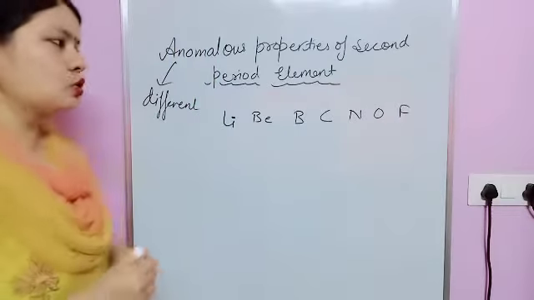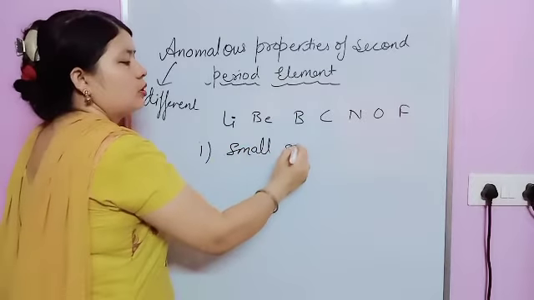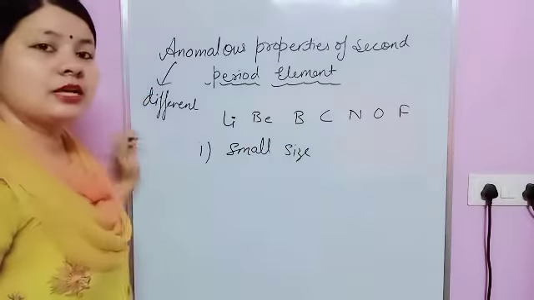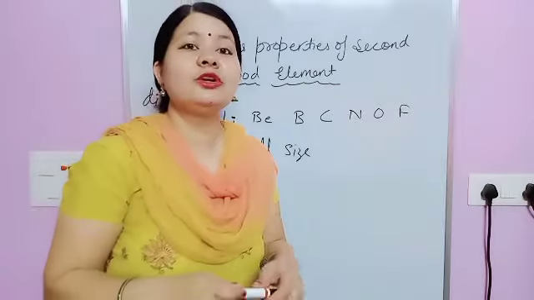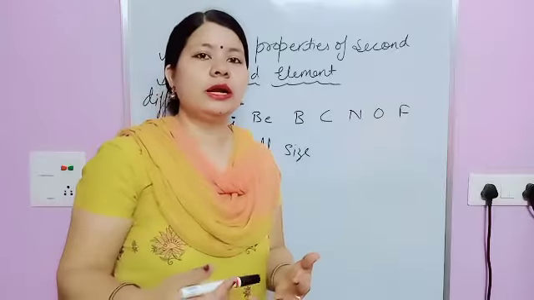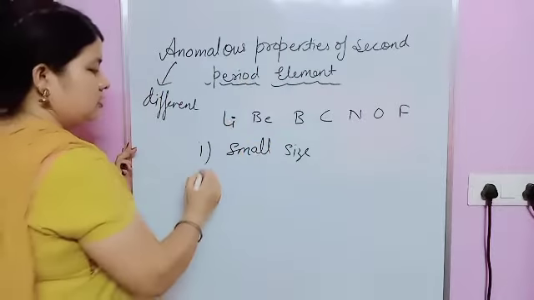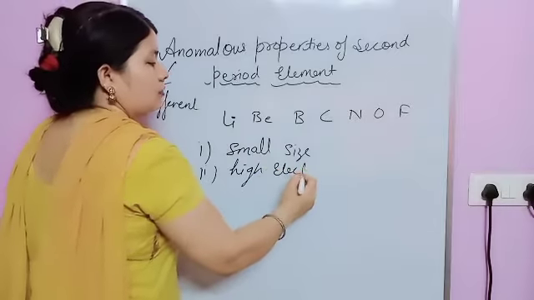And that is because of, first, small size. This is because of the small size of the atom. These atoms are quite small in size, and just because of the small size, obviously their nuclear charge is comparatively more. So their tendency to attract is also high. The second thing is high electronegativity also.